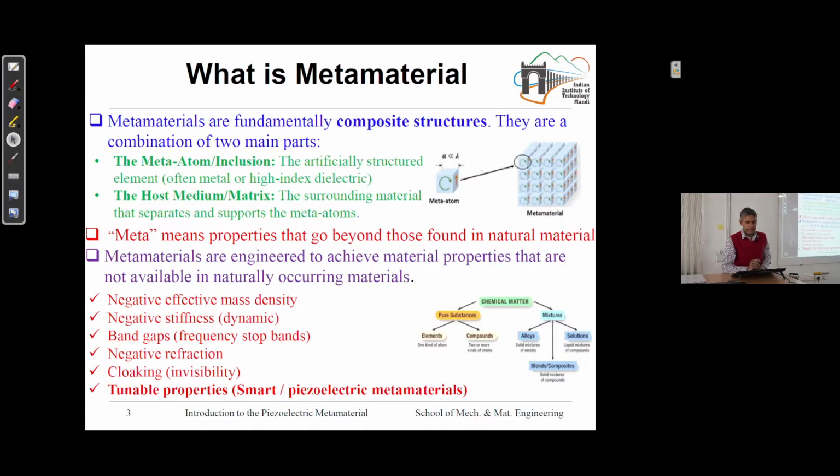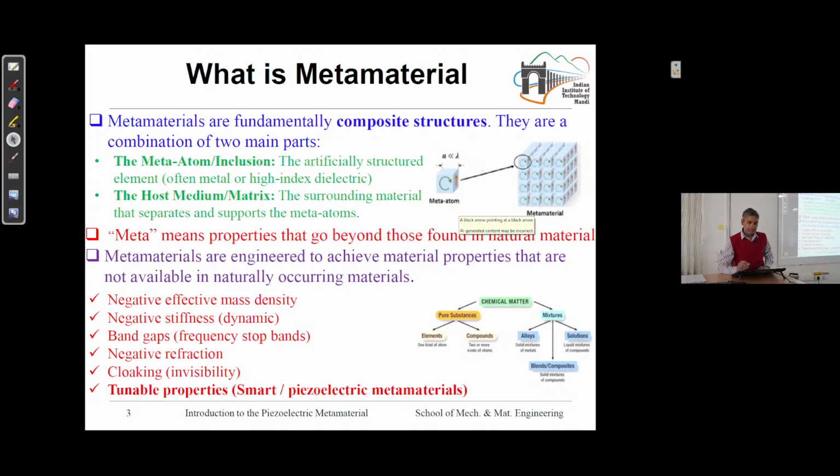So, basically these unit cells are designed in such a way that we can formulate the property of our material according to our requirement. And the host matrix, or host medium, is the same as in the case of a composite structure. Basically this matrix just supports the meta-atoms.